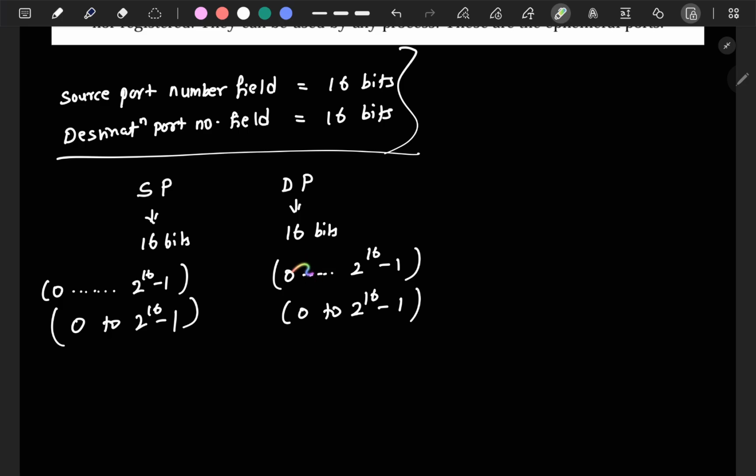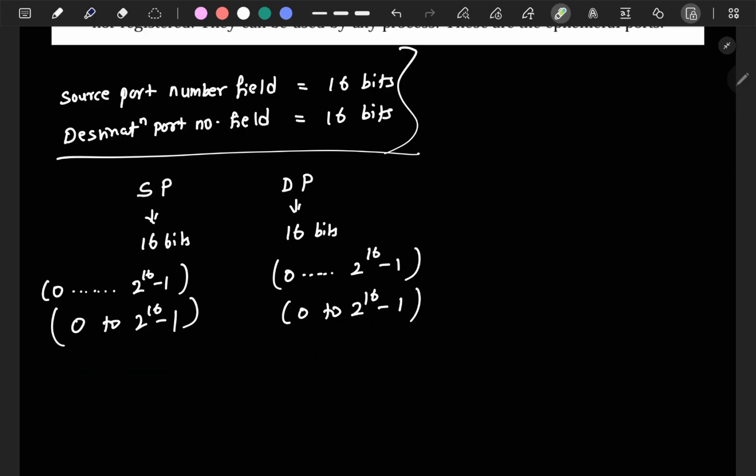In the destination port also, if the port number starts from 0, then how many total combinations of port numbers are possible? 2 raised to power 16 minus 1, right? This is a generic formula. So the range of port numbers is from 0 to 2 raised to power 16 minus 1, and at the destination also, 0 to 2 raised to power 16 minus 1.